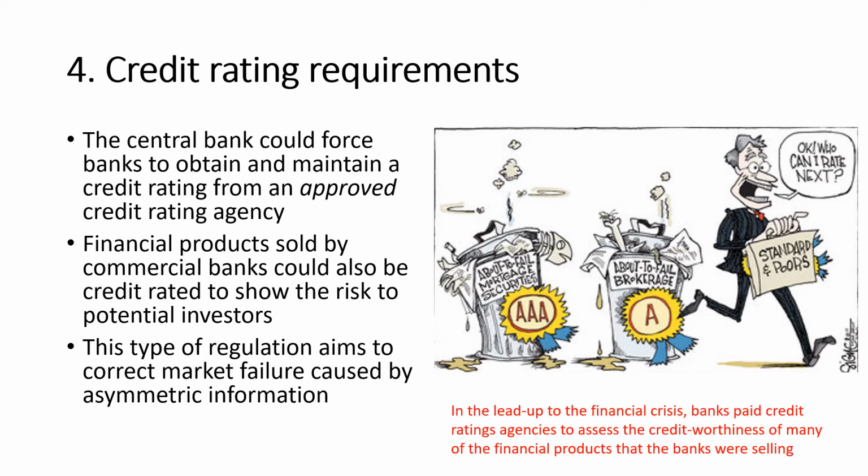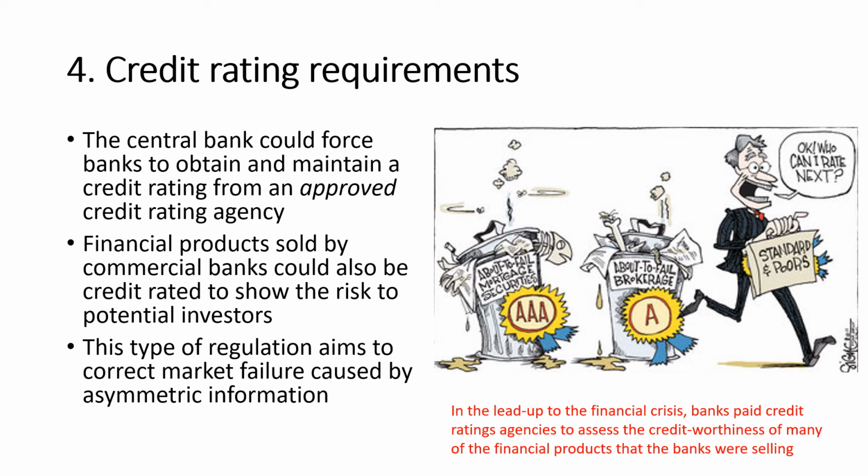In the lead up to the financial crisis, banks paid credit rating agencies to assess the creditworthiness of many of the financial products that the banks were selling. So this was obviously going to create a conflict of interest. The banks wanted AAA credit ratings slapped on all of their dodgy financial products, because a AAA credit rating would ensure that people would be interested in buying those products. The credit rating agencies went along with that because that was good business from their point of view.